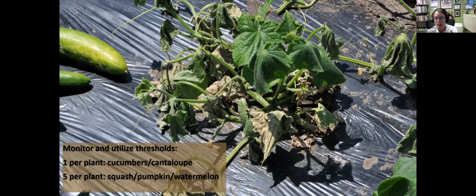Whereas in squash, pumpkin, and watermelon, we're more concerned with the direct damage that the beetle is causing on the crop. And in particular, usually it's late season, that second generation that will feed directly on the fruits and open the fruits for bacterial infections from the environment. But we're not talking about transmission of the plant disease in the vines. So 5 beetles per plant is our threshold in squash, pumpkin, and watermelon.